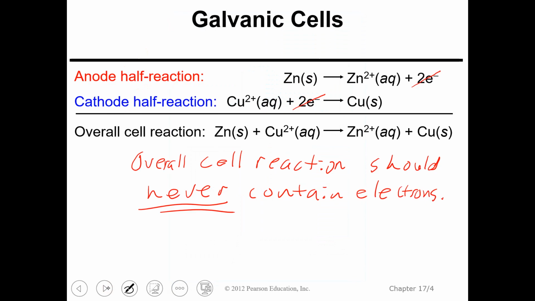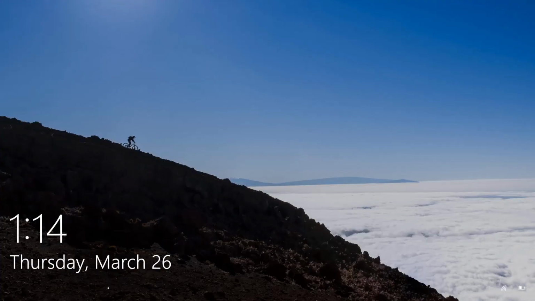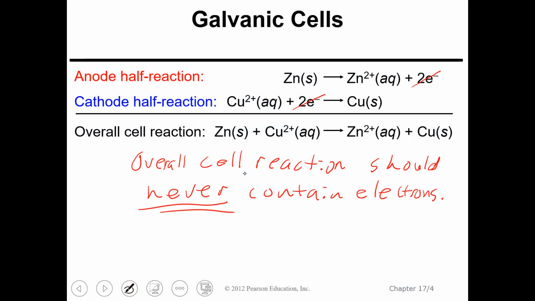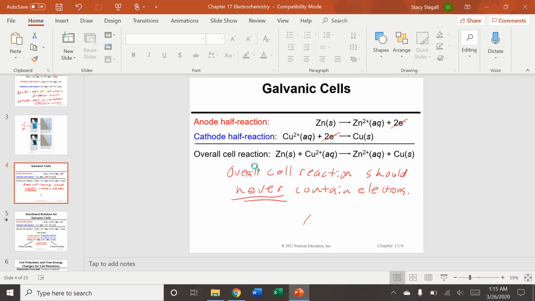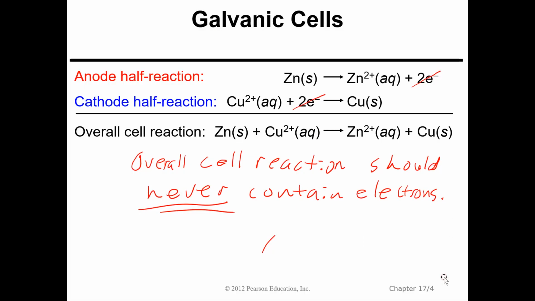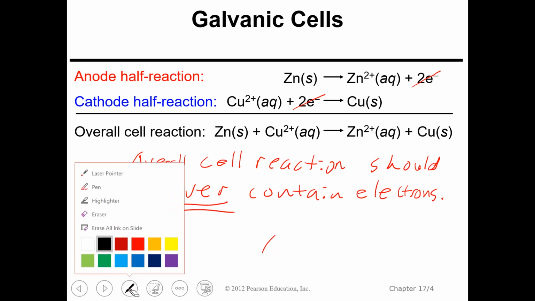So if we look back at our 2 half reactions here, the anode is our zinc part of our cell, and the cathode is our copper part of our cell, where reduction occurs.